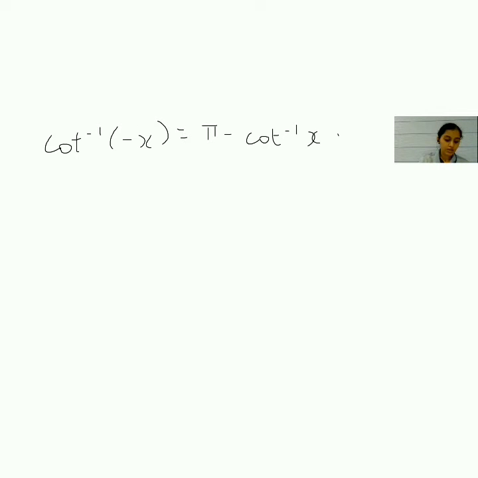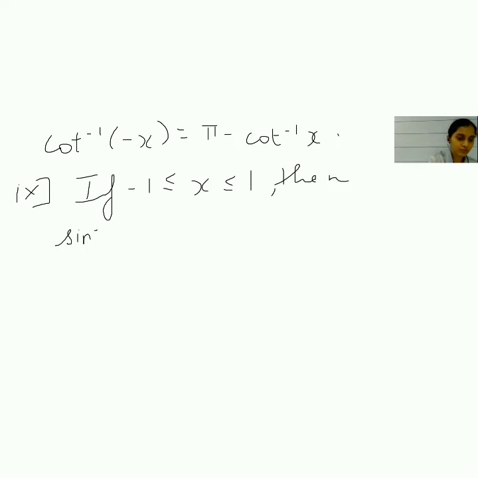Now let's go to the next identity that we have to write. So let's go to the ninth one. If minus 1 is less than or equal to x less than or equal to 1, then we can say that sine inverse of x plus cos inverse of x is equal to pi by 2. Similarly, we have a property for tan.